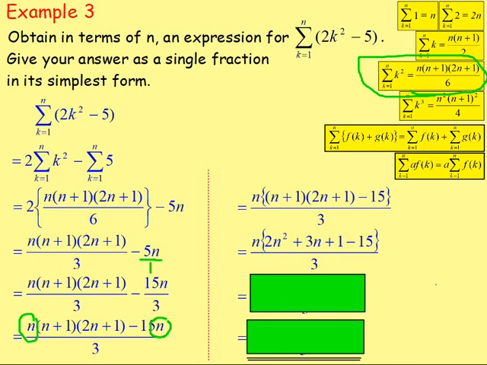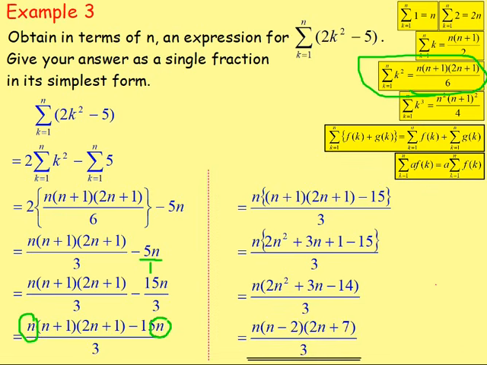Multiply the brackets at the top, and that'll give us n times 2n squared plus 3n plus 1 take away 15 over 3. If you simplify that, 1 take away 15 is negative 14. It's still over 3. After that, the final stage is to factorise. If you factorise 2n squared plus 3n take away 14, you end up getting n minus 2, 2n plus 7. So your answer will be n times n take away 2 times 2n plus 7, and it's still over 3. Read the question again: give your answer as a single fraction. We've done that, and it's in its simplest form.